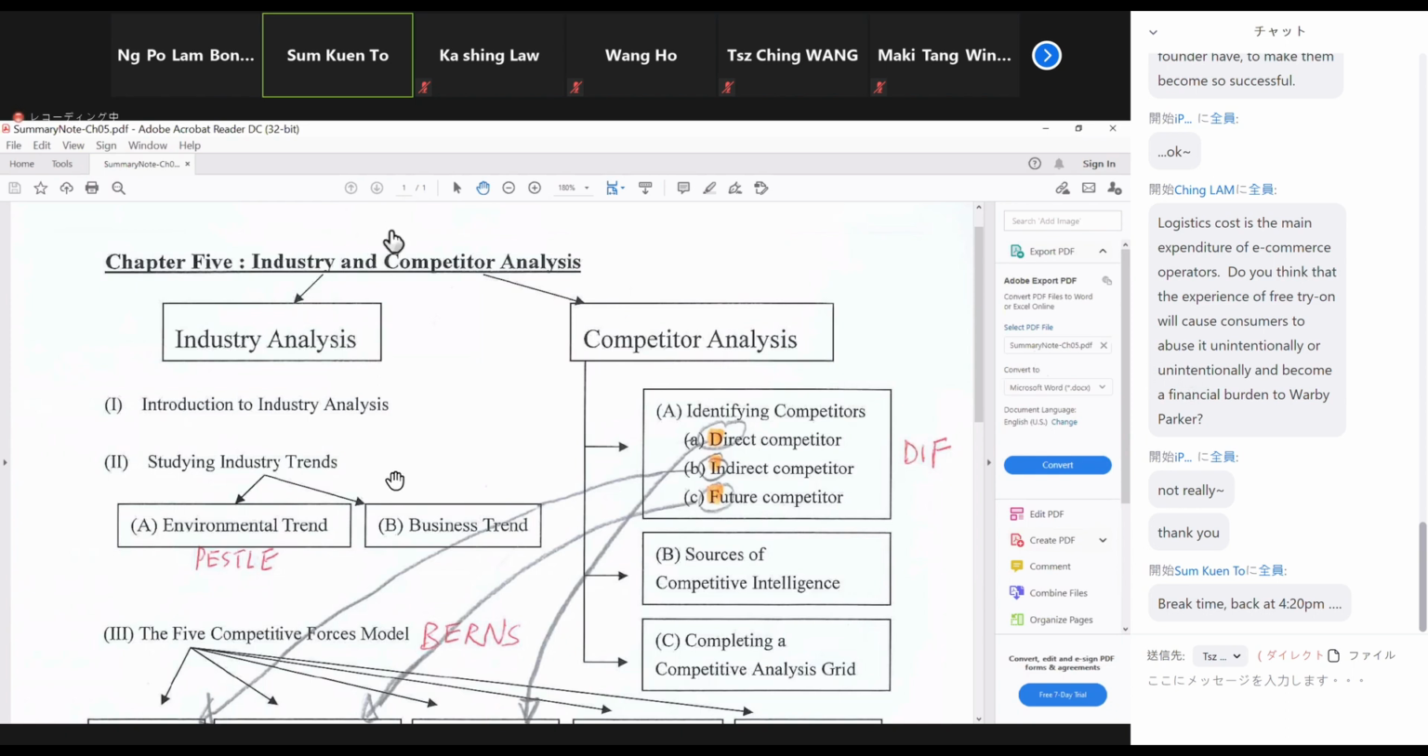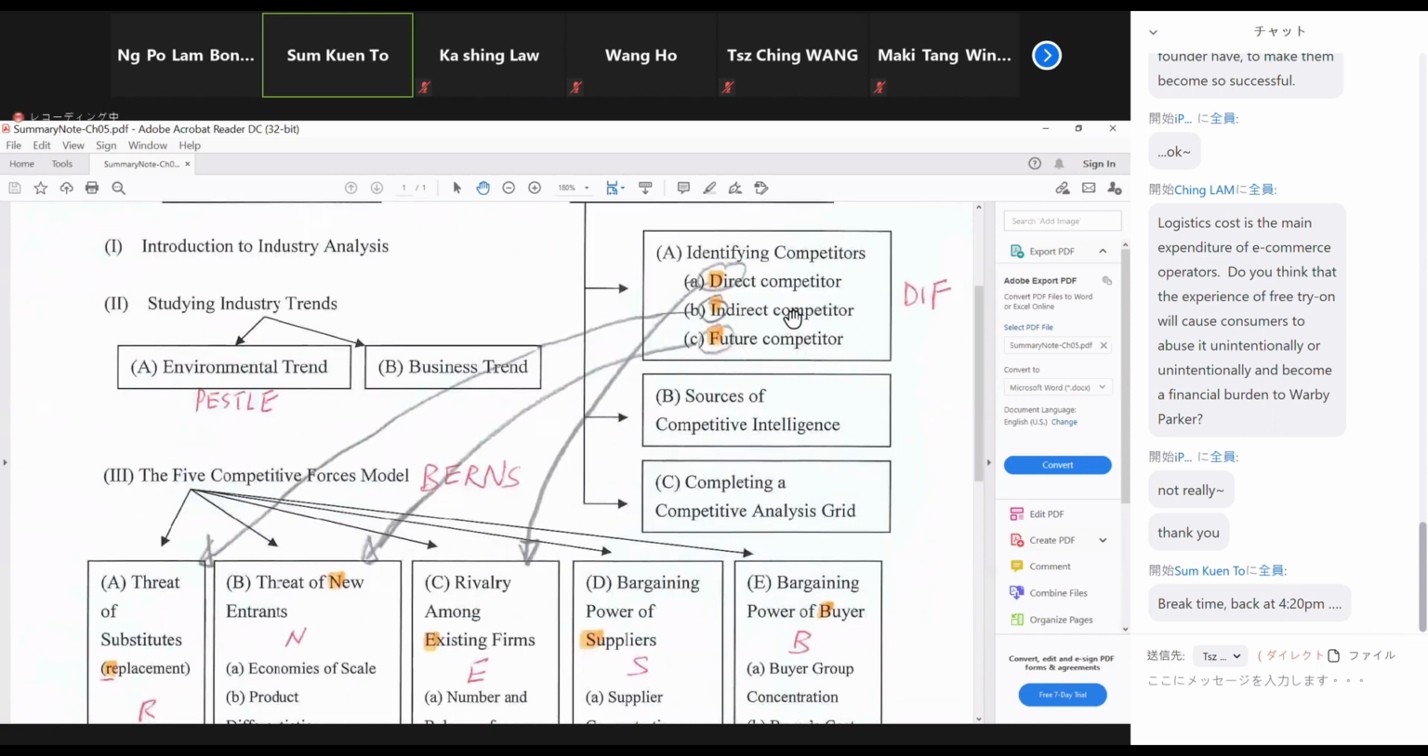As far as chapter 5 is concerned, if you cannot see the PDF, let me know. If you see the PDF, on the left hand side, we have industry analysis, which accounts for 80% of these lecture notes. And then the remaining 20% of the PowerPoint slides talk about another analysis, which is competitive analysis. And just now, you heard the presentation talking about Warby Parker. The first question is about environmental trend and business trend, the positive and negative impact, for and against.